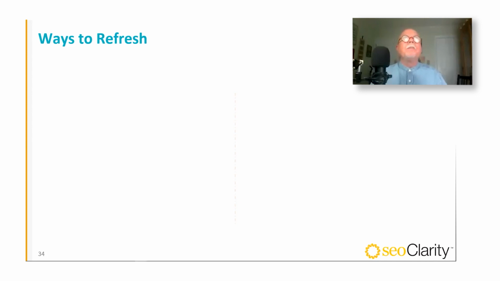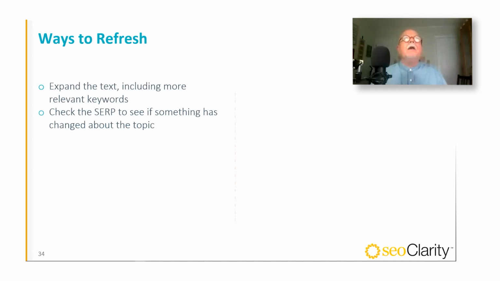Good question. So, finally, some ways to refresh. Okay, I know what pages I want to refresh. How do I do that? The simplest and most direct way is to expand the text. Do some keyword research and maybe include some more relevant keywords on the page and talk about those. Don't just throw keywords on the page, but treat those keywords as clues that we should expand a little bit here and talk more about these related areas.